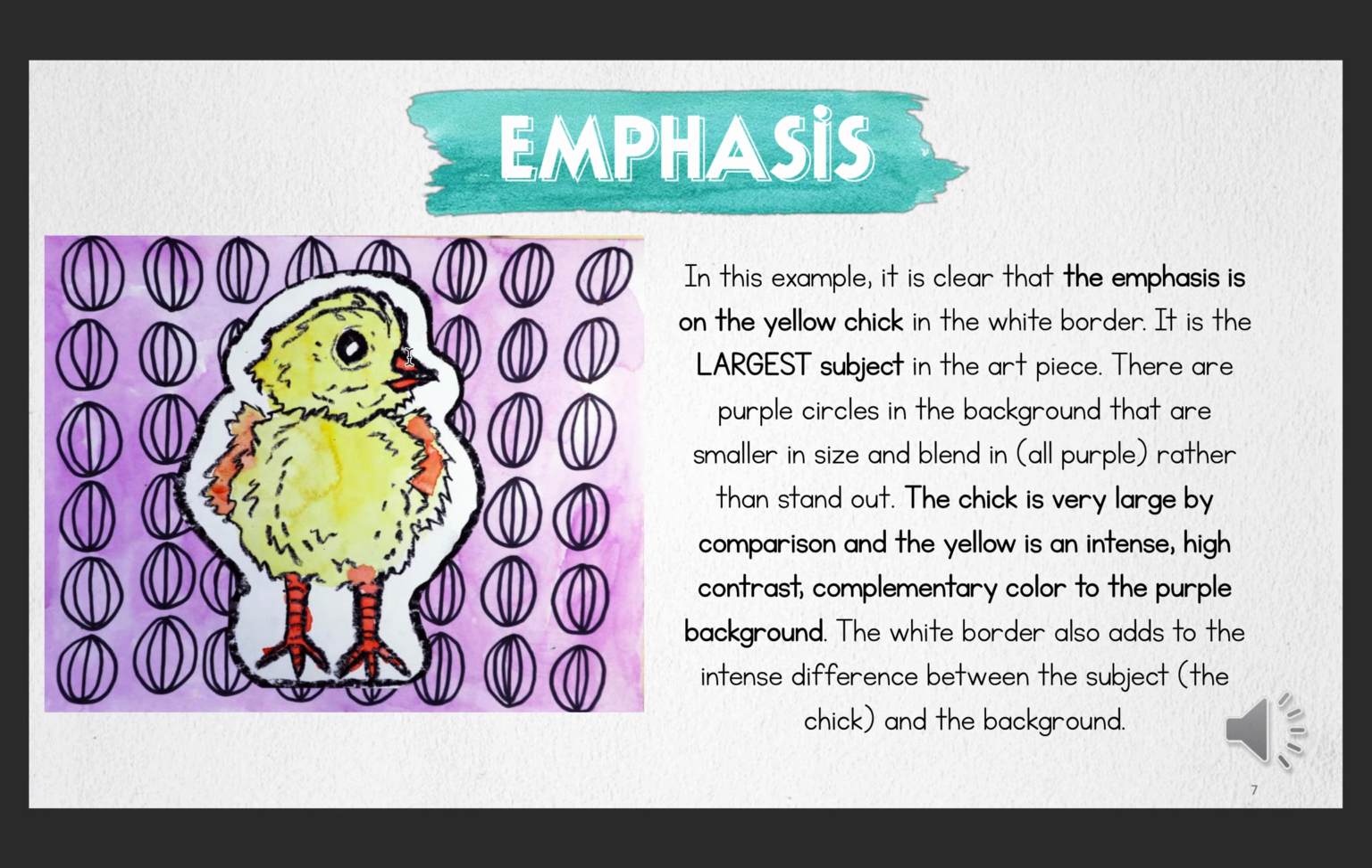In this example, it is clear that the emphasis is on the large yellow chick. It's the largest subject in the art piece. You can see the purple circles in the background, but the chick is very big in comparison. Also, it has a nice big white border around it, which really makes it stand out from the background.